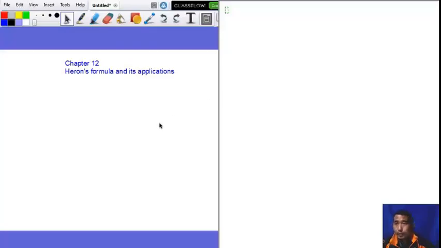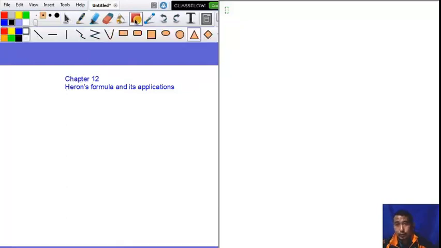So starting today we will learn chapter number 12, where we will learn Heron's formula and its application. To understand what Heron's formula is, let's recall back again class 8, how we have found the formula for the area of a triangle.